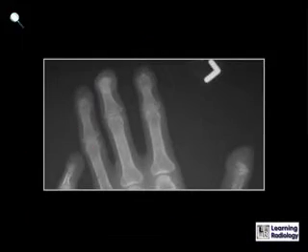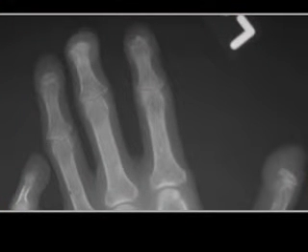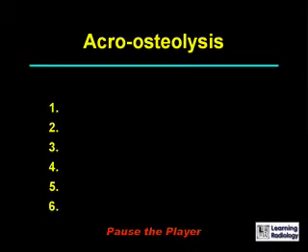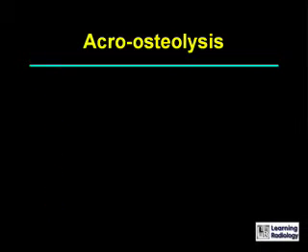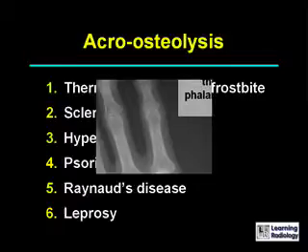Here's the next differential diagnosis. Pause the player. The differential diagnosis is for acro-osteolysis. There are 6 causes. Pause the player. The 6 causes listed of acro-osteolysis include a thermal injury, whether from burns or frostbite, scleroderma, hyperparathyroidism, psoriasis, Raynaud's disease, and leprosy.